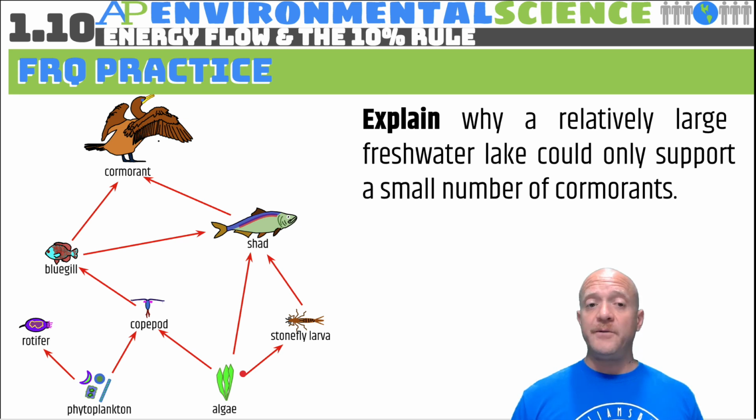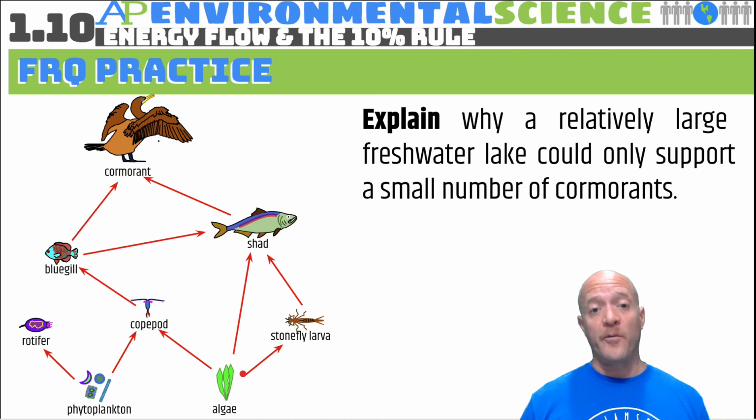What I would like you to do is practice writing an FRQ response. So I want you to explain why a relatively large freshwater lake could only support a small number of cormorants. Look at this feeding relationship that we have here.